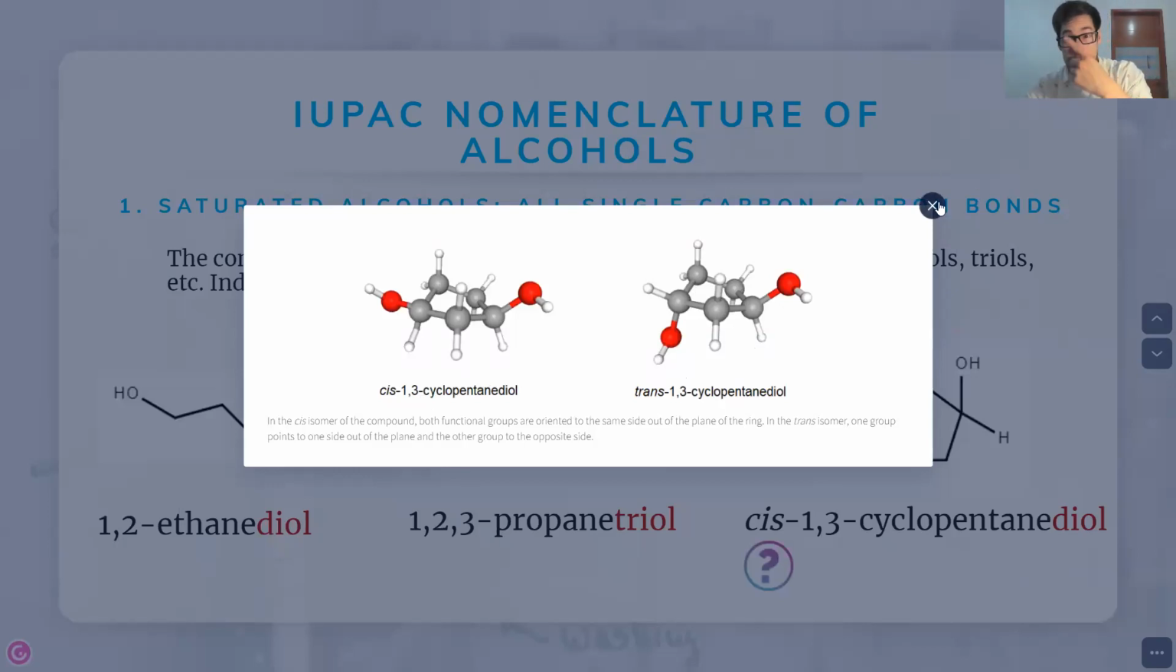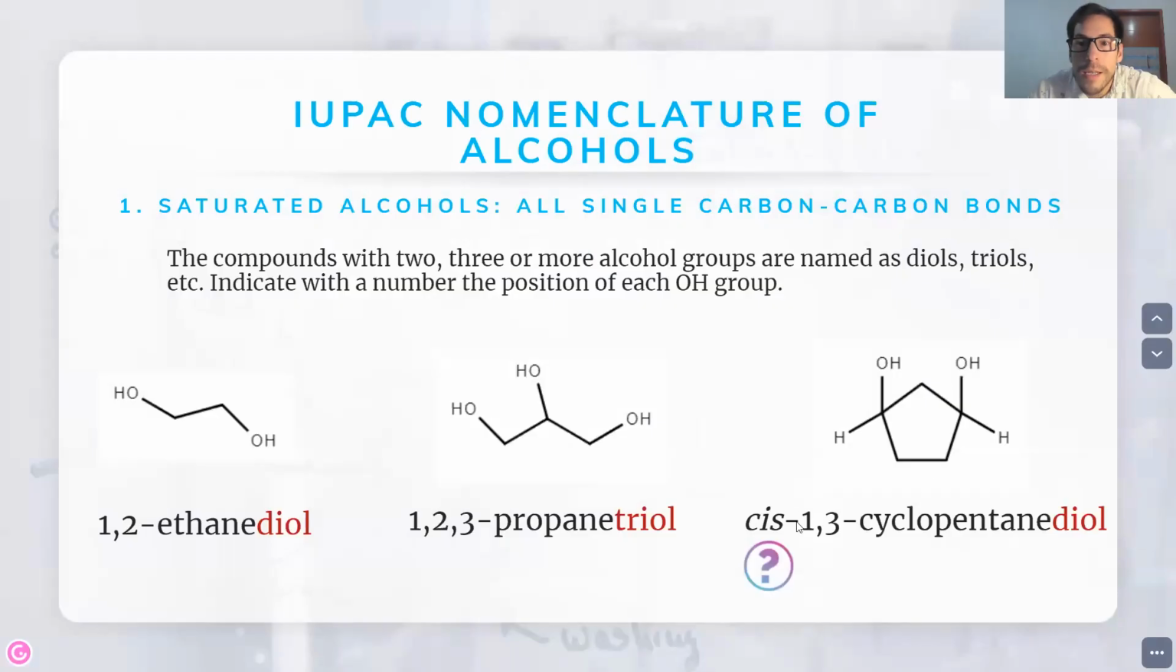Just to let you know this cis or trans thing, we're going to see that later on when we see oils and fatty acids. So here we have a cis-1,3. We indicate the position of the OH groups in the cycle: cis-1,3-cyclopentanediol.